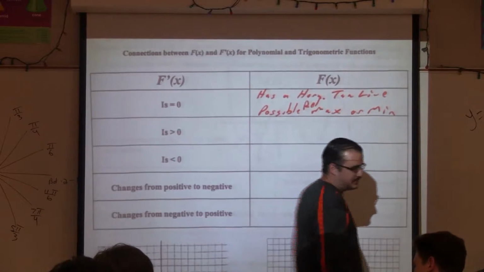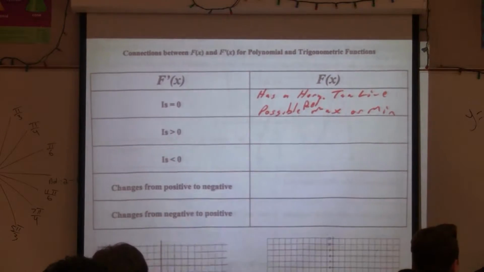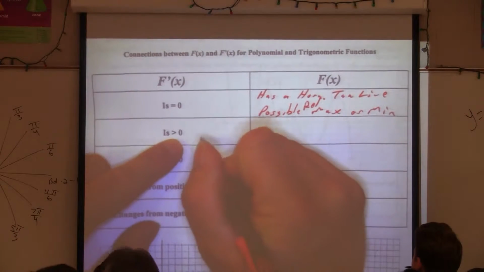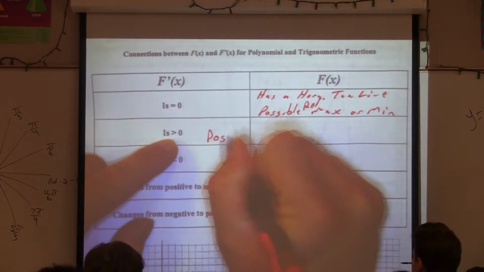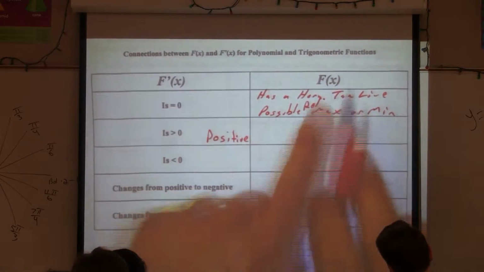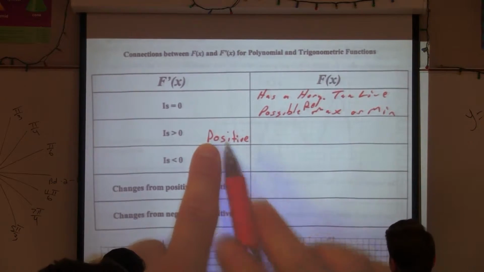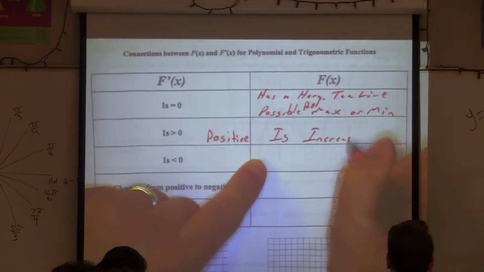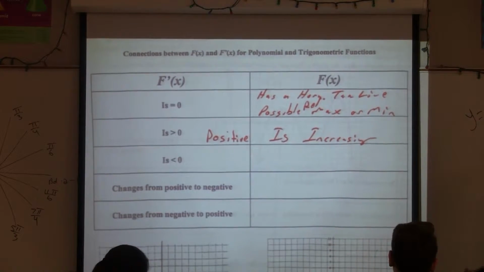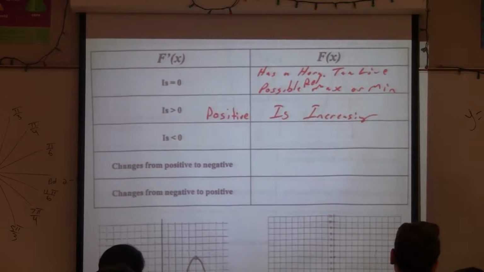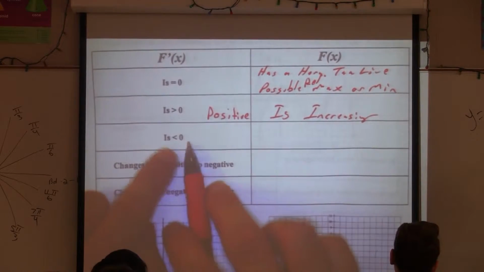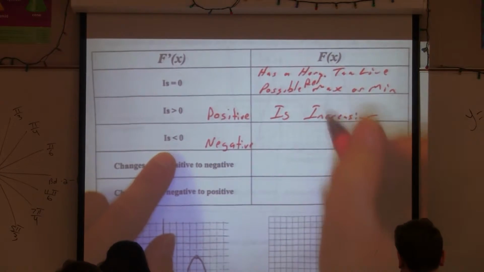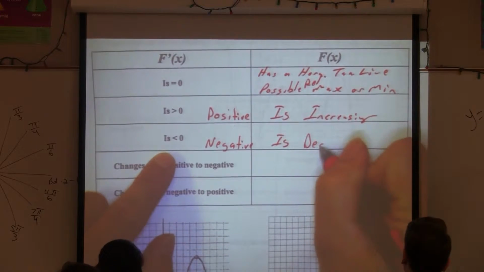Alright, so let's continue with this and the connections between the two graphs. If the derivative is greater than 0, that means the derivative is what? Positive, right? So what do we know about the original function if the derivative is positive? Very good. The original graph is increasing. What do we know about the original function if the derivative is less than 0? Negative, so therefore the original function is decreasing.